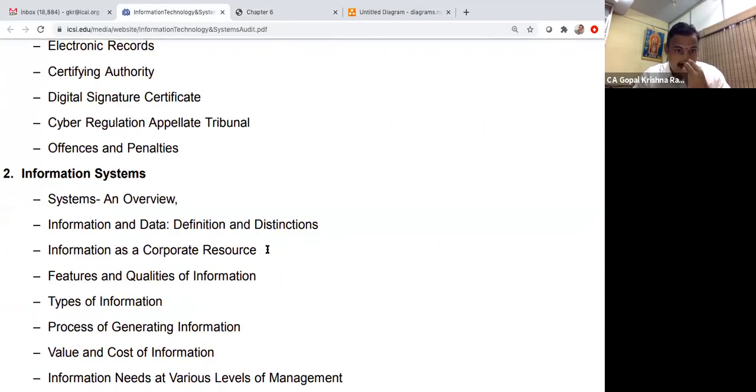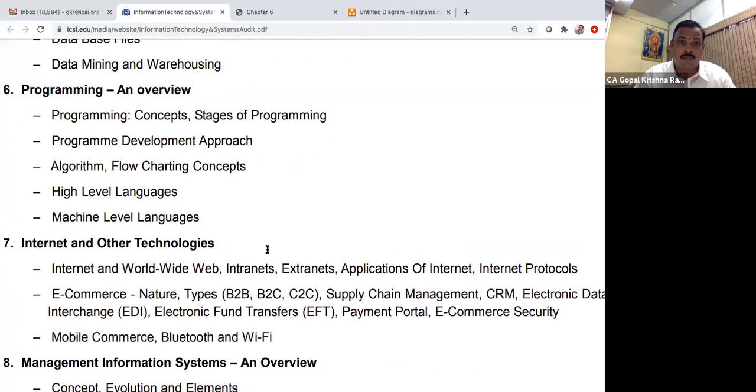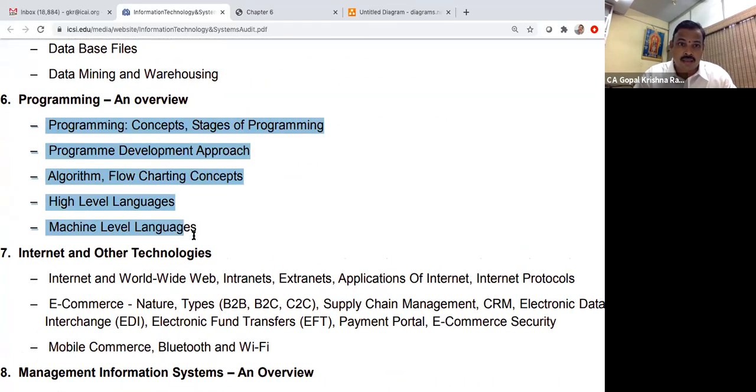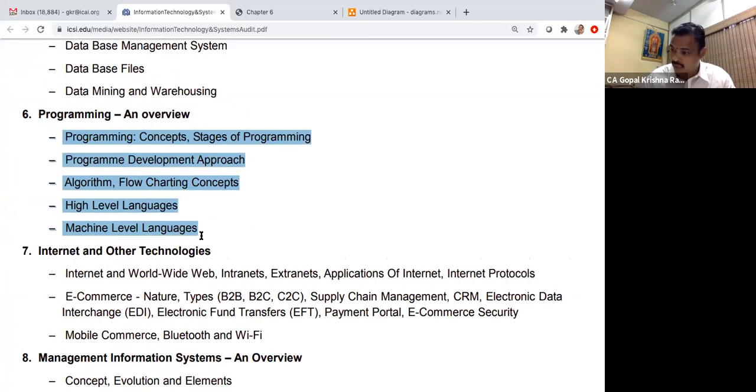Your study material, chapter number 6, programming. If you look at this, what are all the concepts and stages of programming? The approaches for program development, algorithm, flowcharting concepts, and various levels of languages, high-level languages, machine languages. So one by one, let me unravel it. First, we'll understand what is meant by programming. I repeat, what is meant by programming.